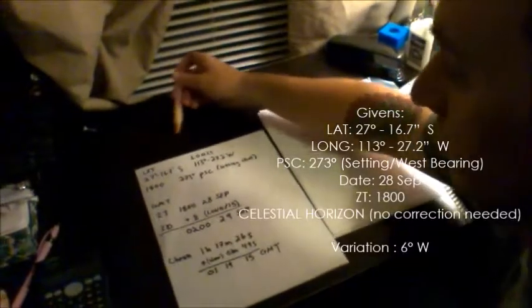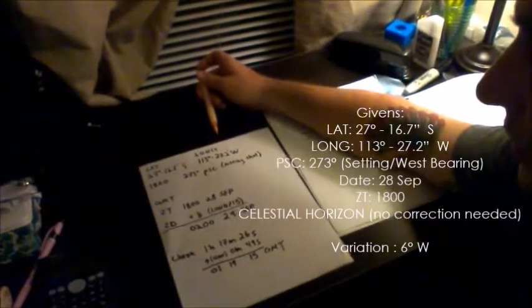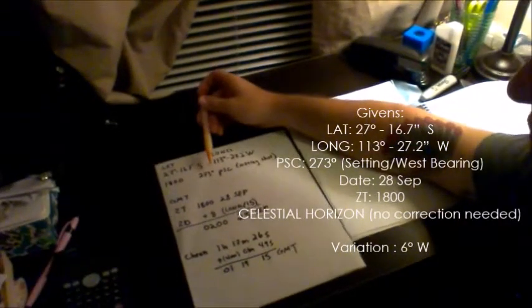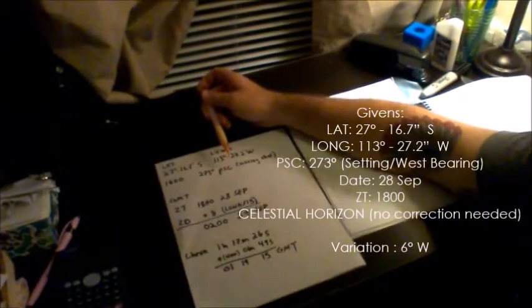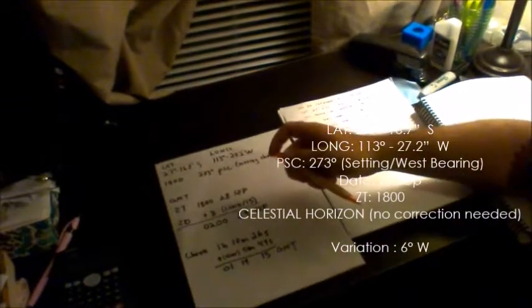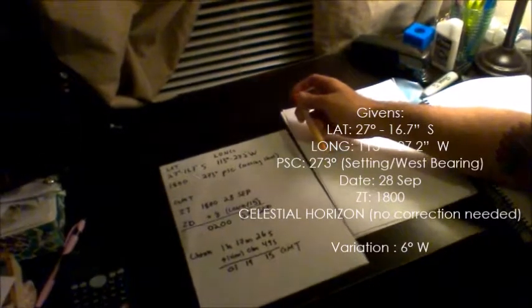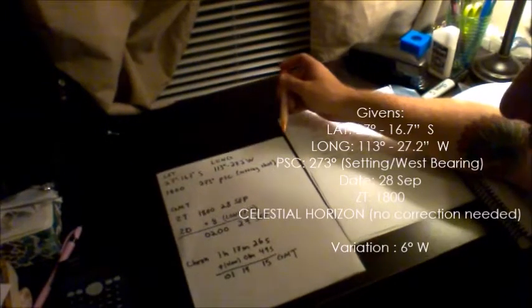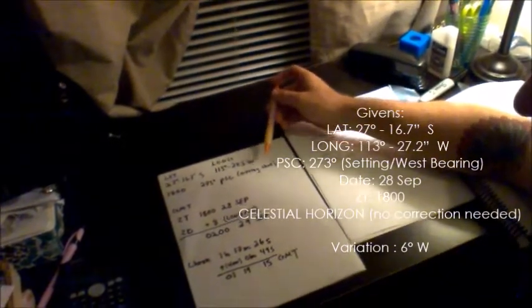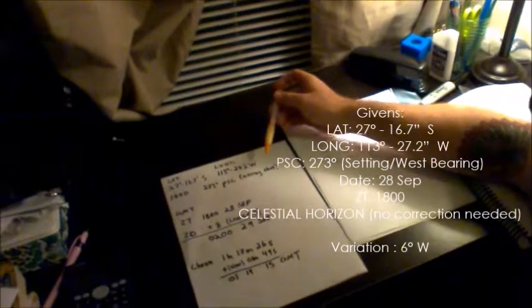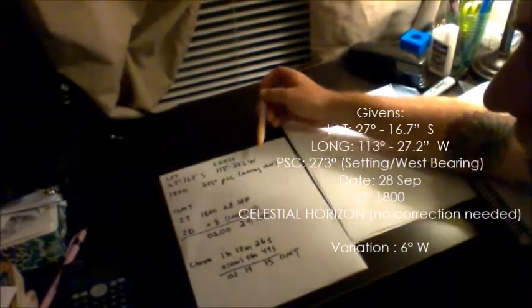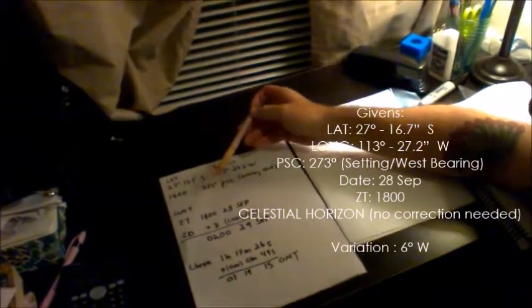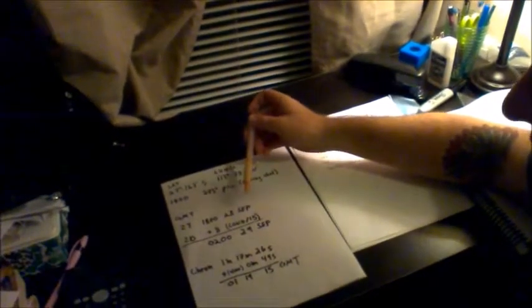So first, what you want to do is write down your givens, your latitude and your longitude. And then also the shot, which is 273 degrees per standard compass. And once again, it's on a celestial horizon, so you do not need to apply a correction. If it was on the visible horizon, you would need to apply a correction out of table 28. Here you do not. So we know that the sun is setting, so we take a rough estimate of the time, 1800. So GMT, our zone time, is roughly around 1800 on the 28th of September.